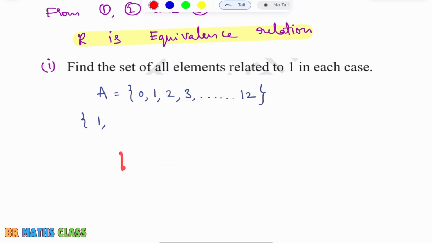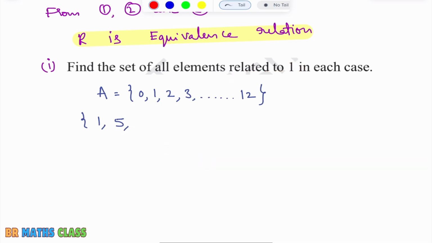You take like this 1 from here and then 5. 1 minus 5 is minus 4. Modulus of minus 4 is 4. Is 4 a multiple of 4? Yes, 4 is a multiple of 4. So the element 5 is related to 1. I hope you are understanding. They are asking us to find the set of all elements which are related to 1. This 1 is related to 1. Why? Because modulus of 1 minus 1 is a multiple of 4. 1 is related to 5 because modulus of 1 minus 5 is a multiple of 4.